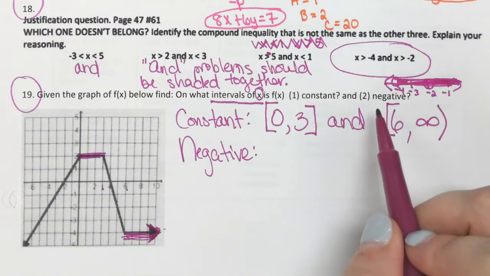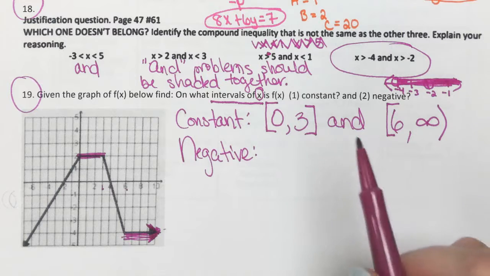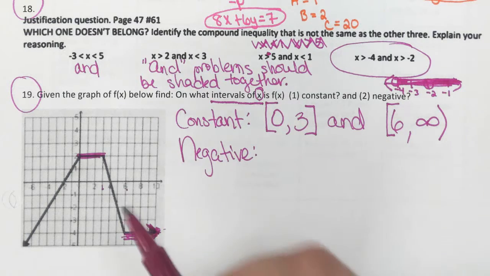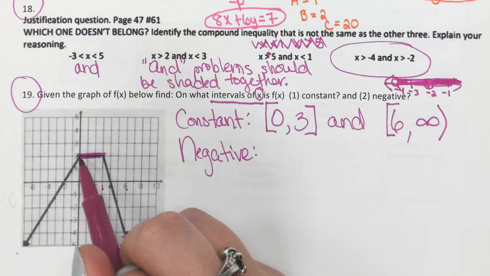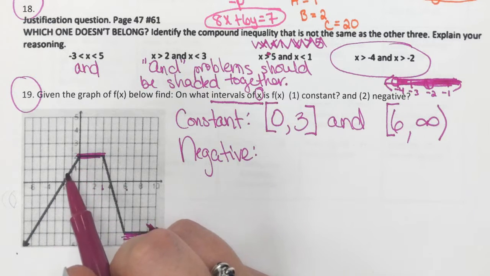All right. The other piece it asks us about is where is it negative? So, guys, you read this just like you read a book. Just because this is going down does not mean you read it this way. You read it from left to right. What is it doing from left to right? It is going up, right?